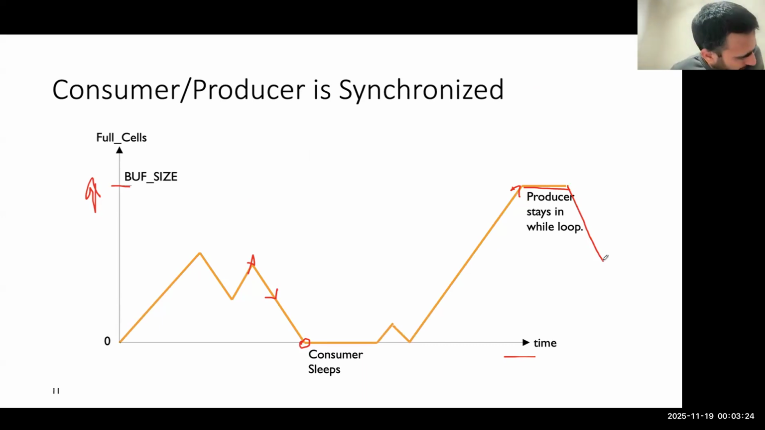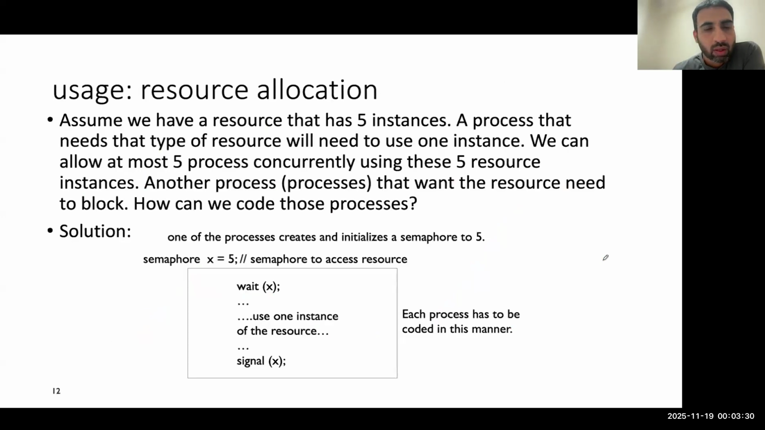Any questions? Okay, here is another example. It is very similar to what we have seen in the previous producer-consumer case. Suppose that we have a resource that has 5 instances, right? Again, this is an example of in what situations semaphores are useful for synchronizing multiple processes.